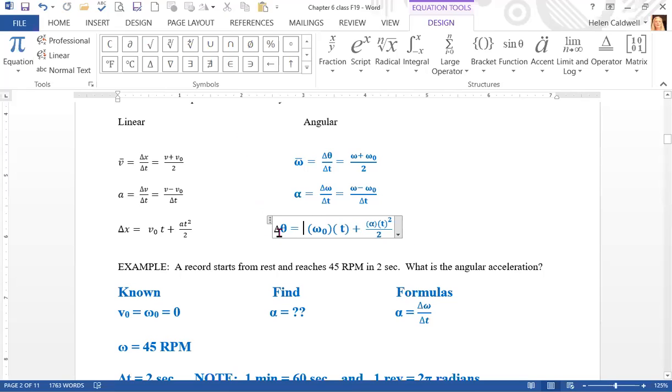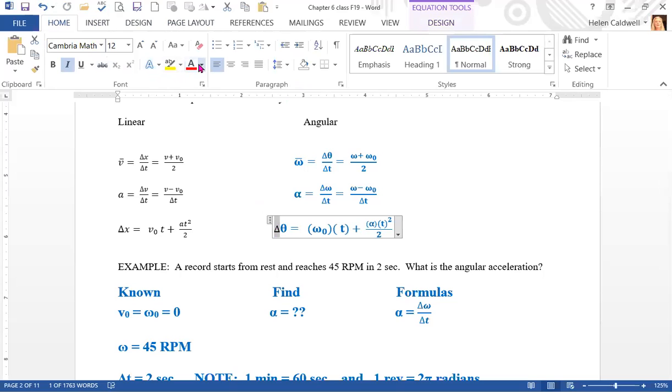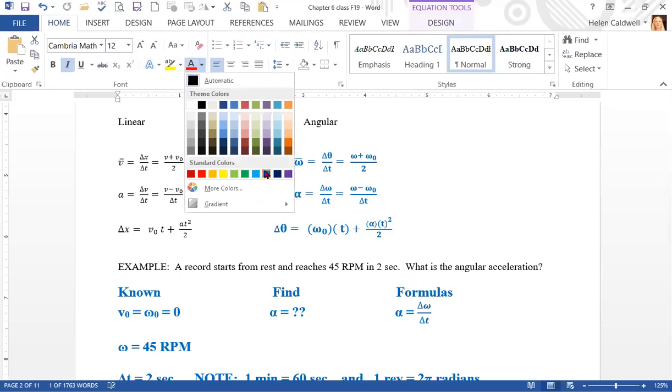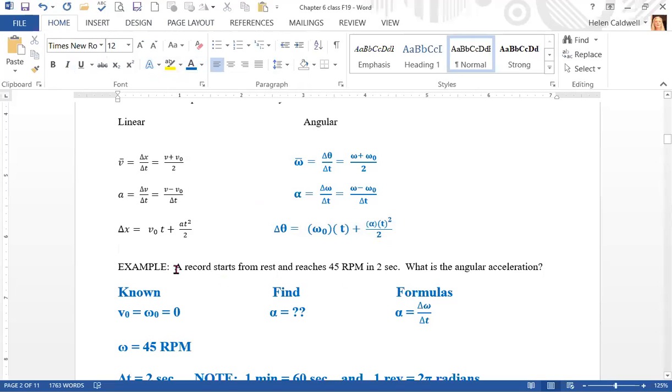All righty, except now my delta is not blue, but we'll fix that. I just looked right over it.